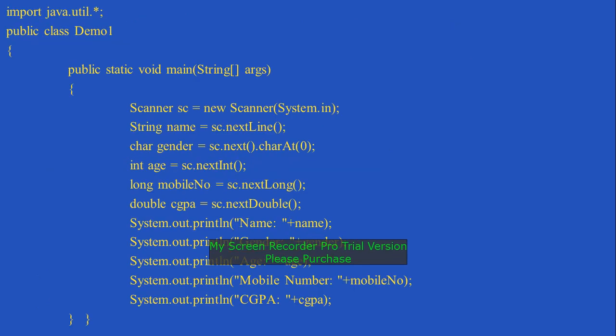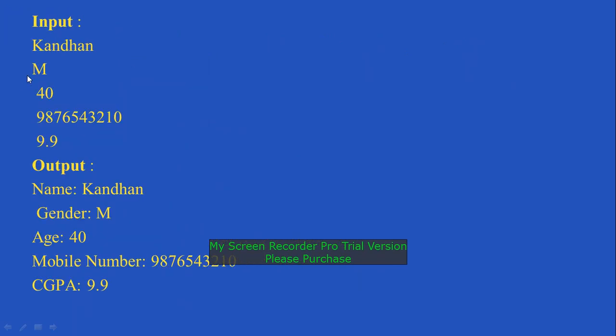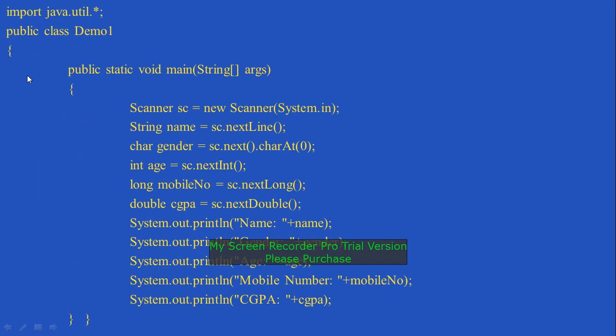So let us get into the next program. The import is java.util.*. In the next program we are going to see how to get the input from the user. Similarly, import java.util.* and then followed by class name Demo1.